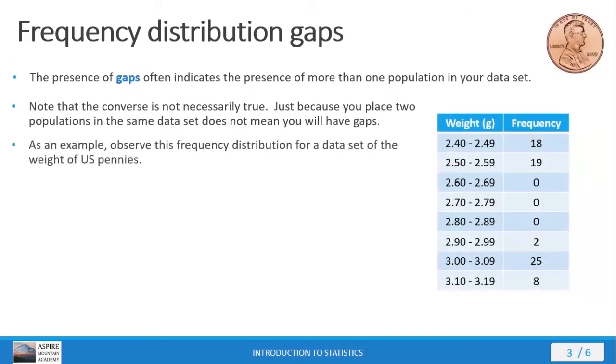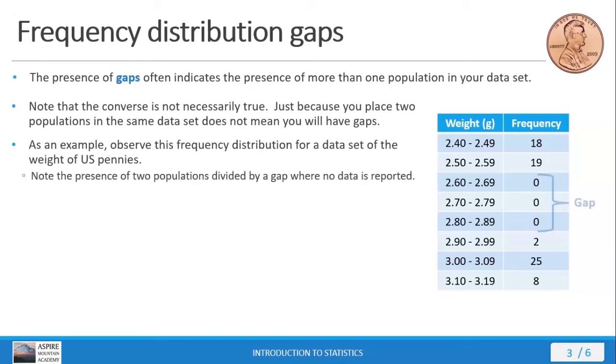Here's a frequency distribution for a data set of the weight of U.S. pennies. We've got a sample of pennies here, and we weighed them all. We found that 18 of them are between 2.40 and 2.49 grams, 19 of them are between 2.50 and 2.59 grams, and so on and so forth. So notice there's a gap here where there's no data being reported. This set of zeros that you see right here is indicating a gap. There's no data in any of these bins. This means we actually have two populations of pennies, one up top in a lighter weighted region and one down below in a heavier weighted region.